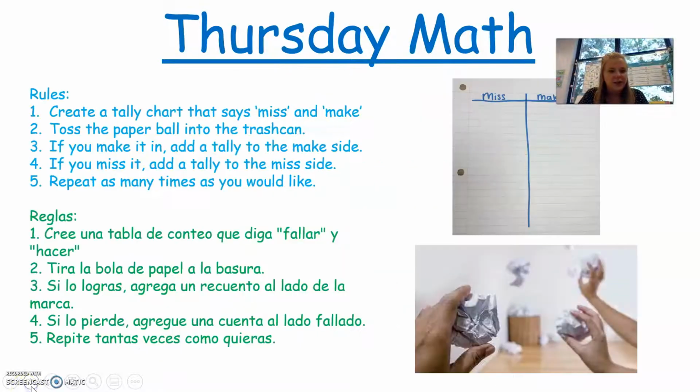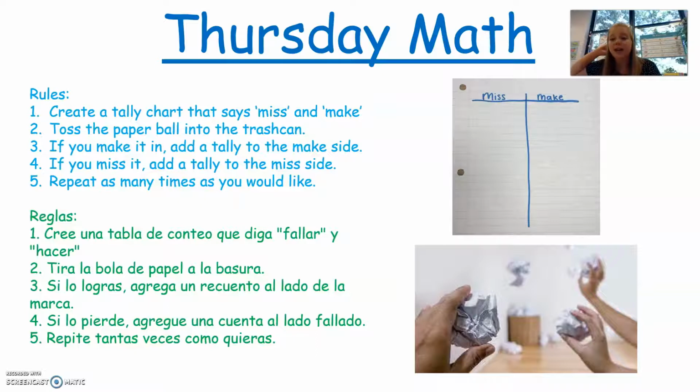Alright, so the rules of this game are listed, and I'm going to read them and explain them to you, okay? So step 1 is you need to create a tally chart. So that's like I have right here that says miss or make, okay? We're not going to do the tallies yet, because we're going to add those as we go. So you need to draw a big T on your paper like I did and write miss or make, okay?